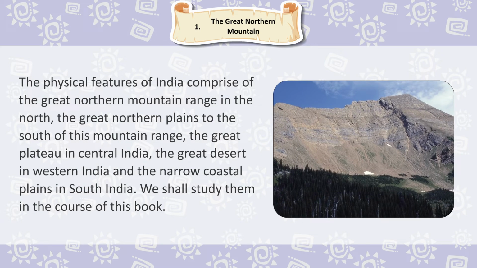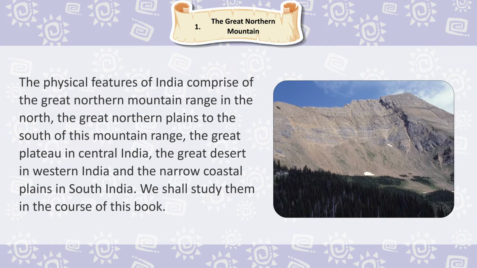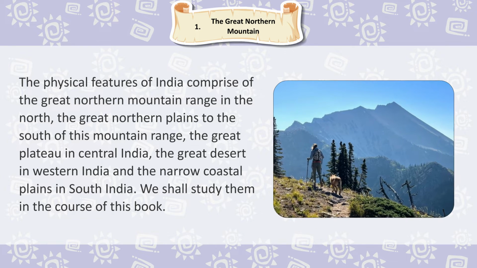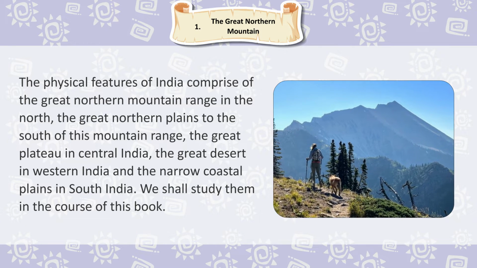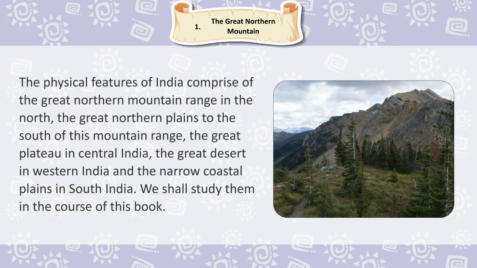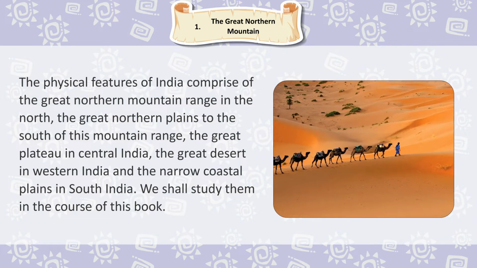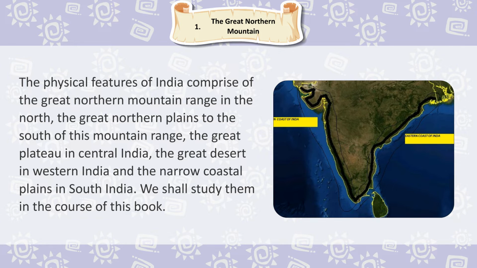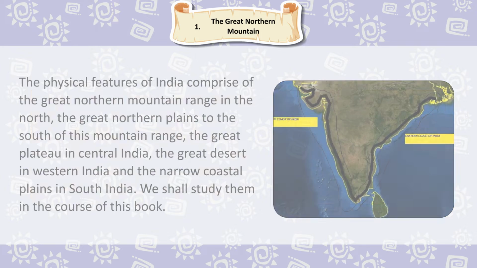The physical features of India comprise the Great Northern Mountain Range in the north, the Great Northern Plains to the south of this mountain range, the Great Plateau in central India, the Great Desert in western India, and the narrow coastal plains in South India. We shall study them in the course of this book.